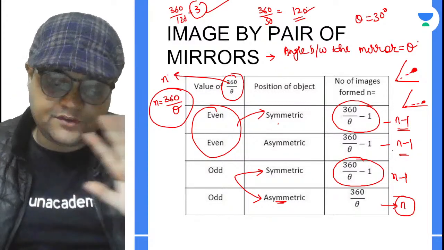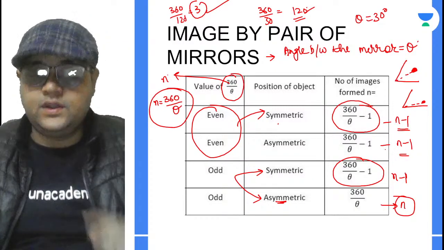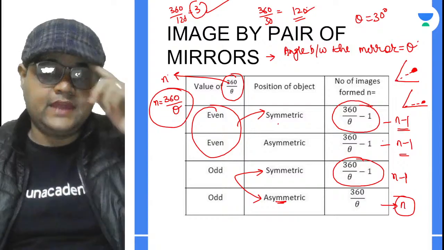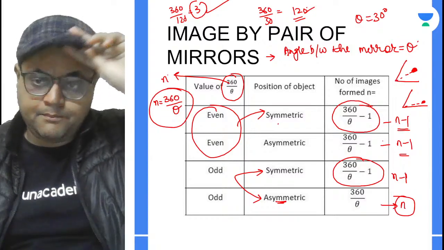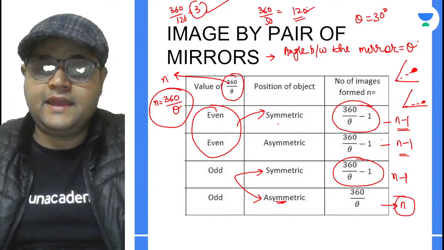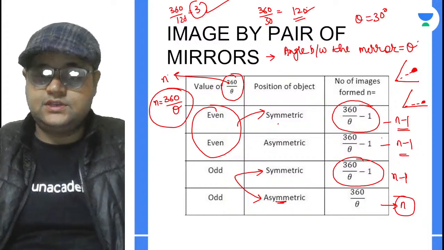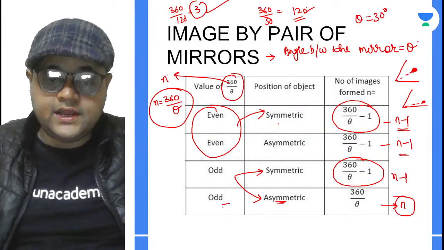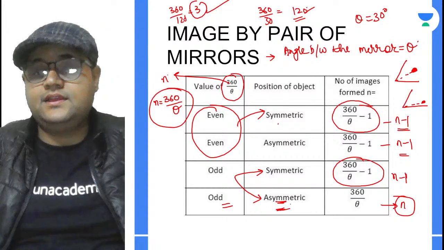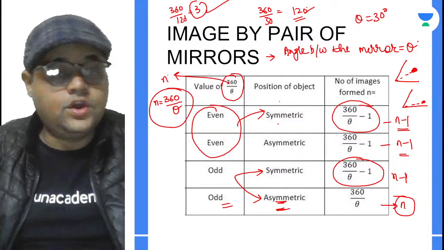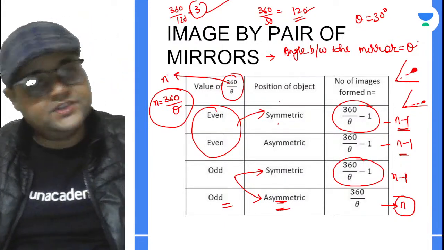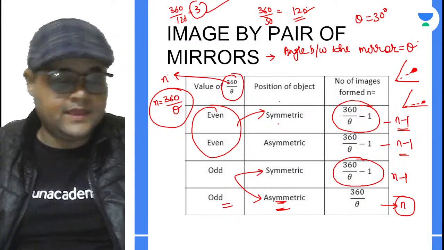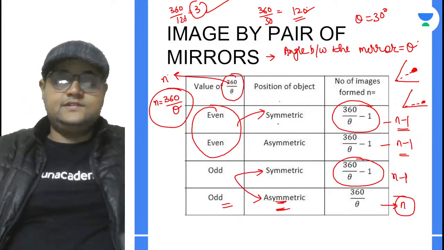So if I summarize the entire thing, you get to know that the number of images is always n minus 1 except one condition. That particular condition is when n is odd and the object is asymmetric. I hope it is very clear to you. Yes, all of you? Okay, fine.